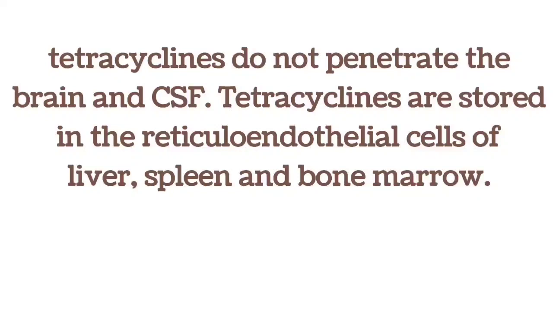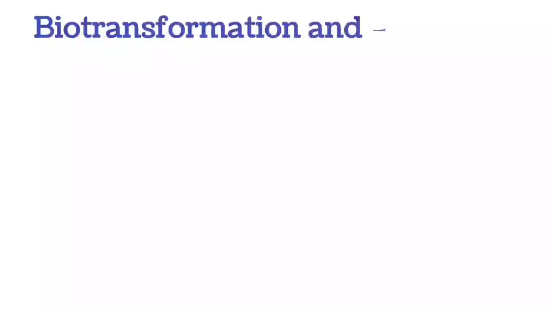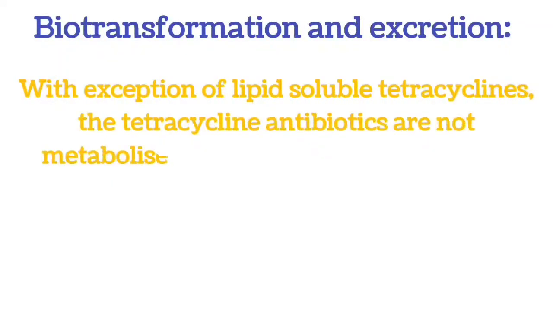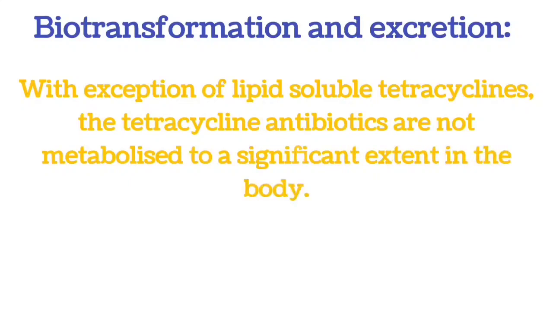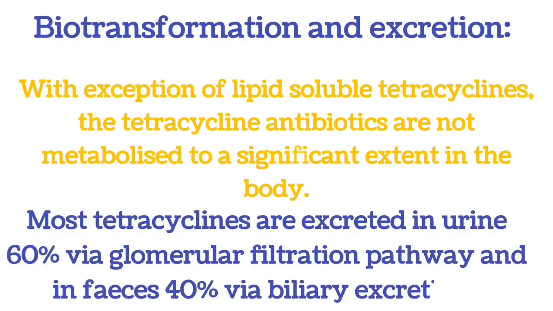Tetracyclines are stored in the reticuloendothelial cells of liver, spleen and bone marrow. They are also incorporated into forming bone and enamel and dentin of unerupted teeth, possibly because of their binding action with Ca++. Tetracyclines cross the placenta and enter fetal circulation and amniotic fluid.